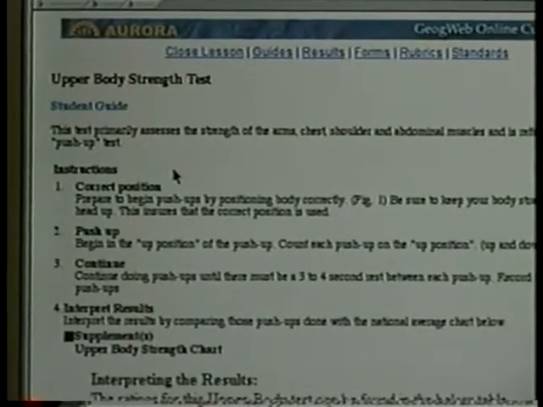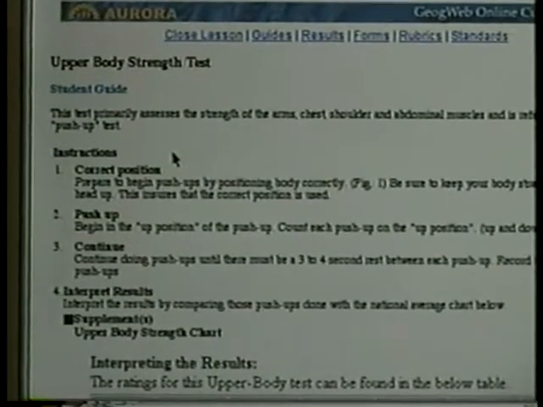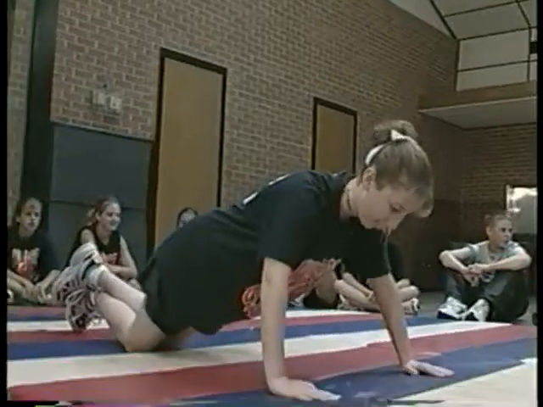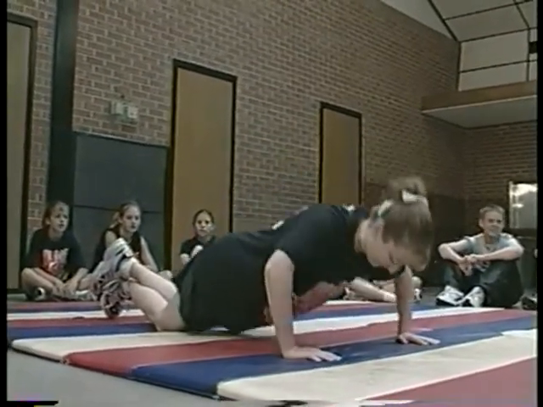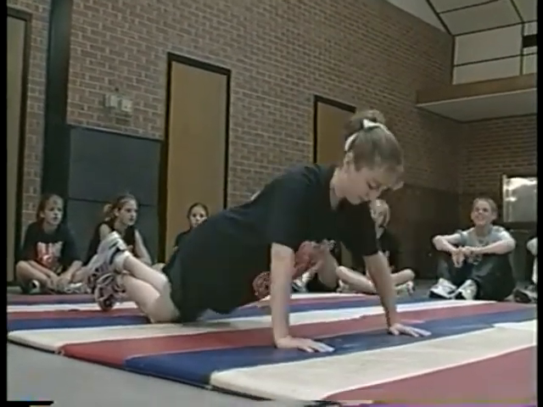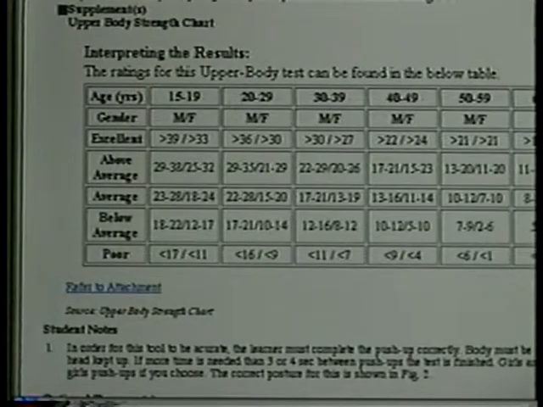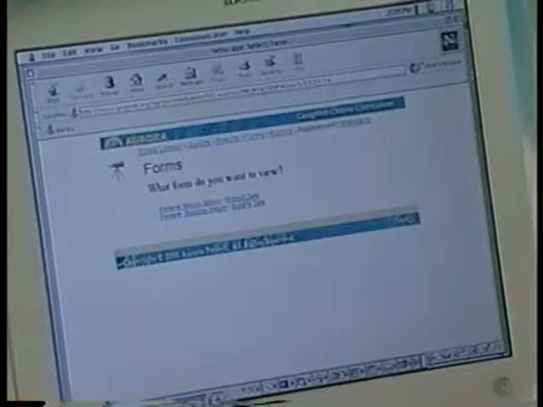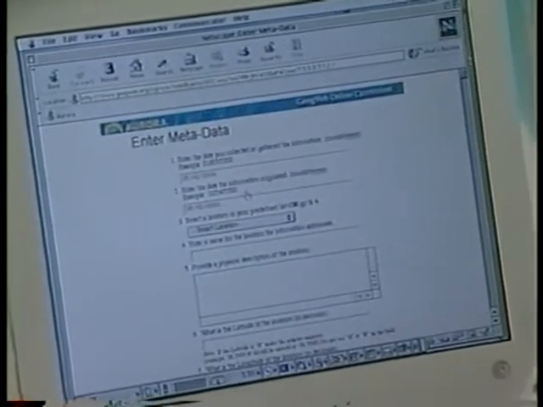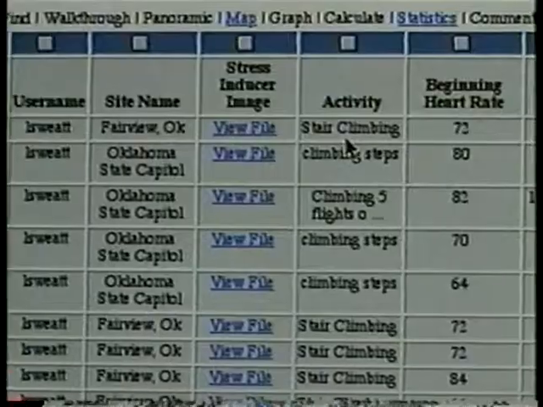The student guide has been developed for the upper body strength test. It tells them what they are supposed to learn from this, and then it tells them how to use the correct position and the number of push-ups that they need to do. And then we have a way that they can interpret those results by viewing the national standards for their age group. We put in data forms. The data forms are the glue that ties the activities together so that you can do your comparing from one site to another.